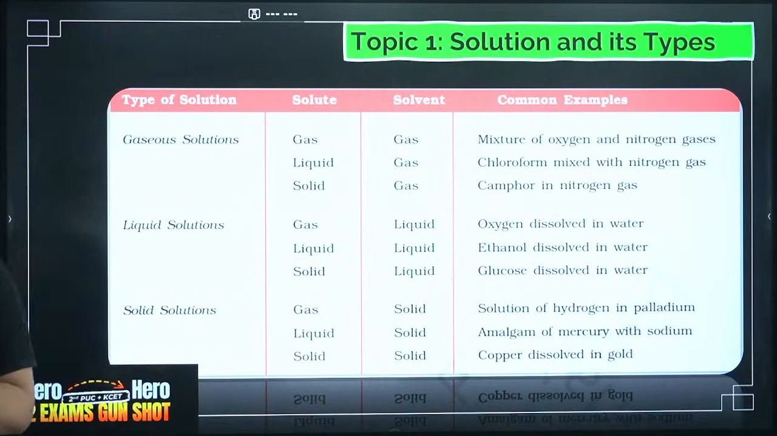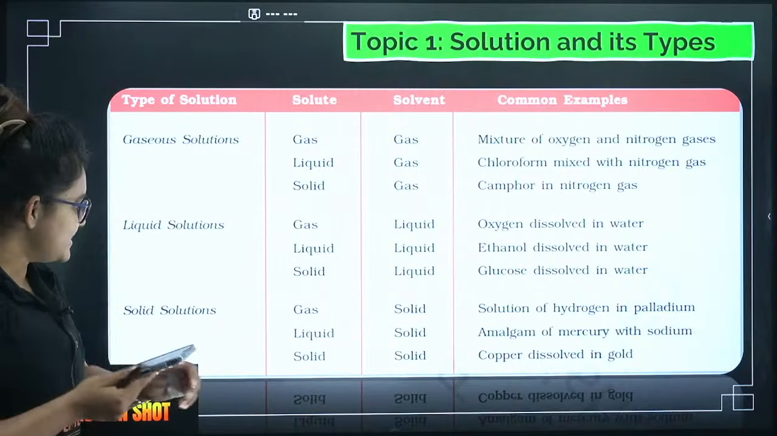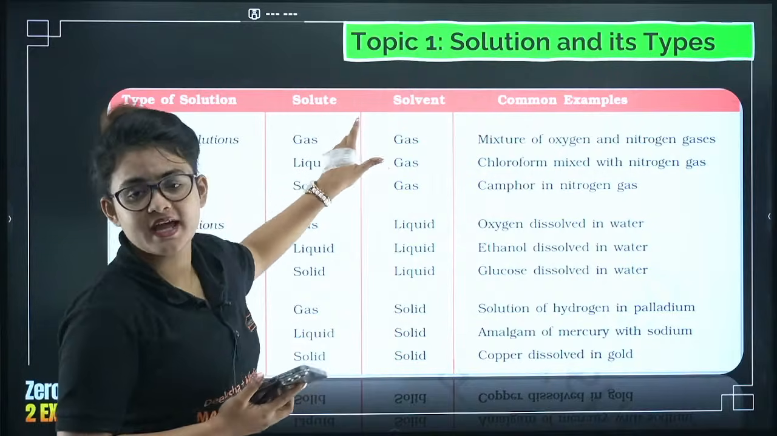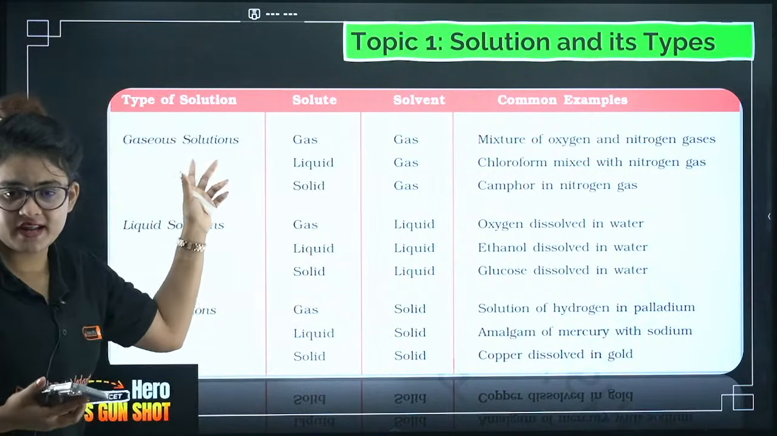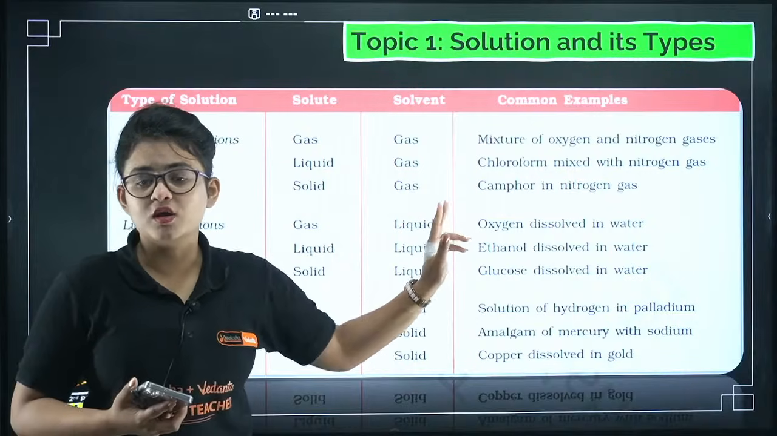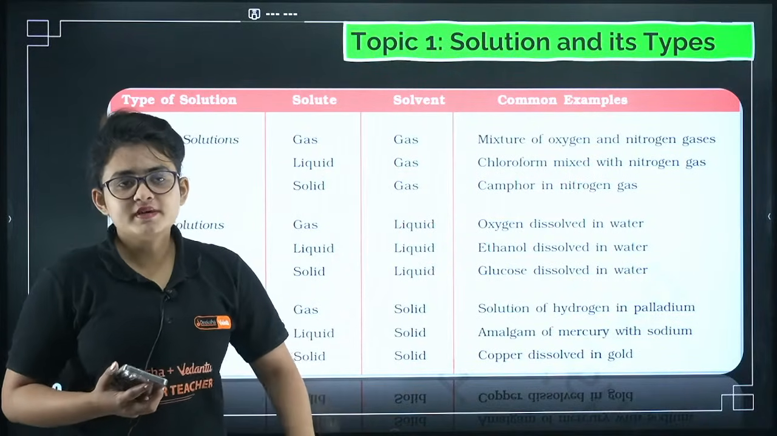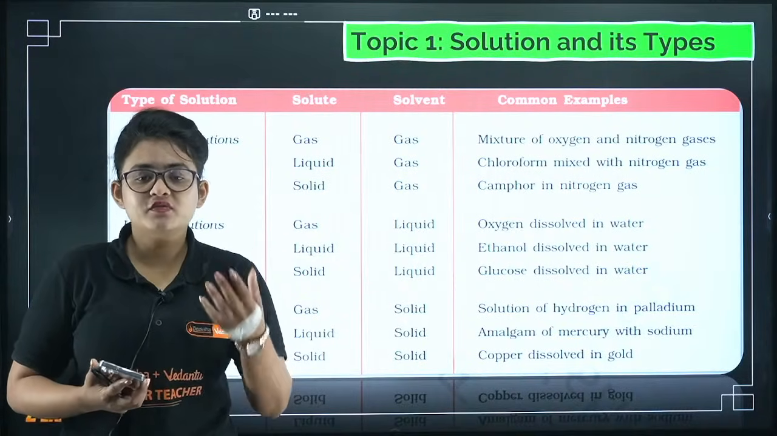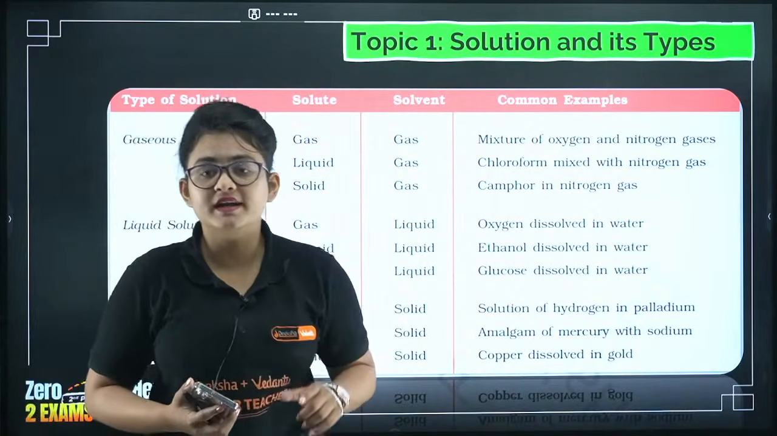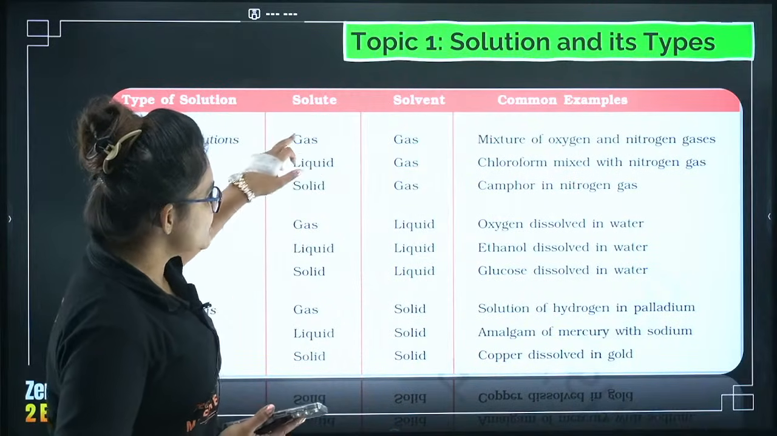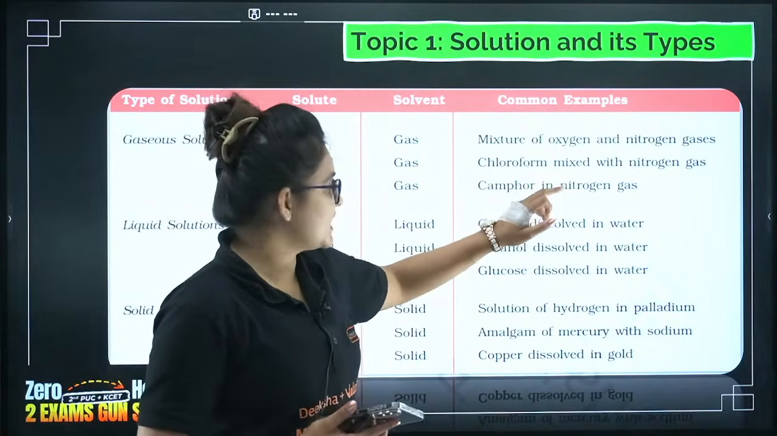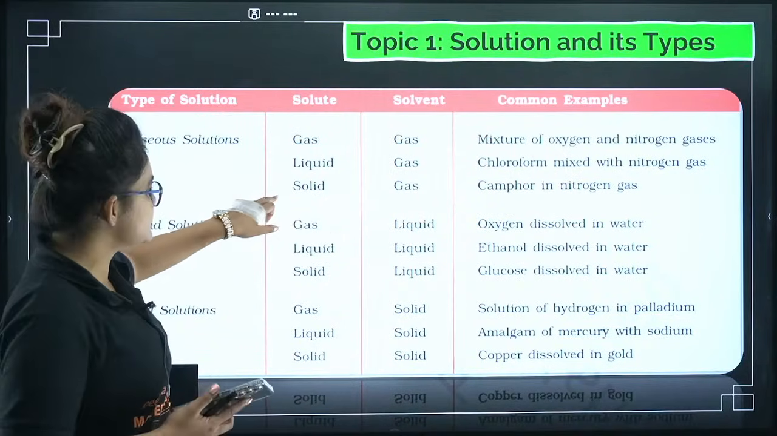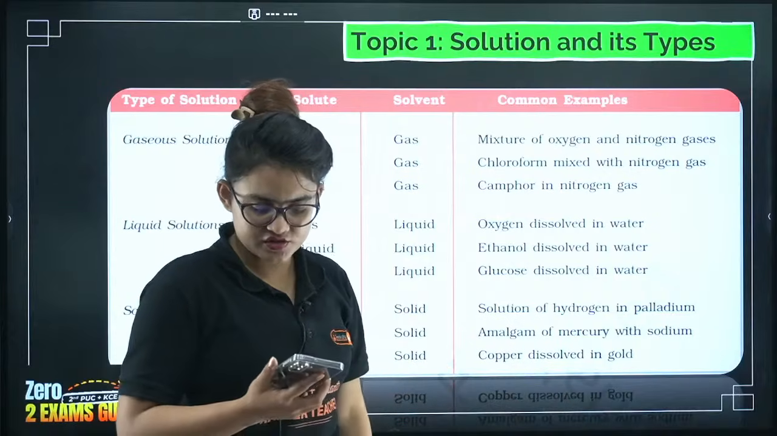Okay, let's proceed. In a gaseous solution, the solvent must be gaseous. Whatever solution I am taking must be in the solvent phase. So always remember that the physical property of the solution reflects the property of the solvent itself. Here you can see a mixture of oxygen and nitrogen gas. Chloroform mixed with nitrogen gas is liquid in gas. Next is solid in gas, that is camphor in nitrogen gas.